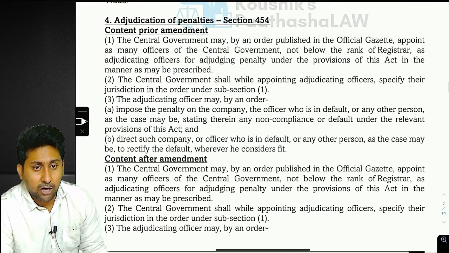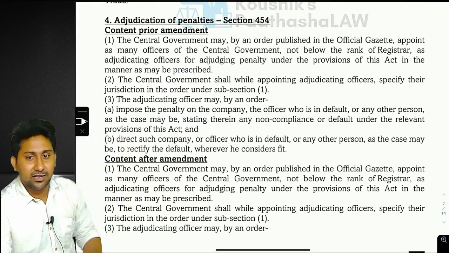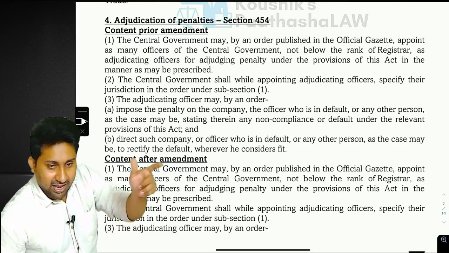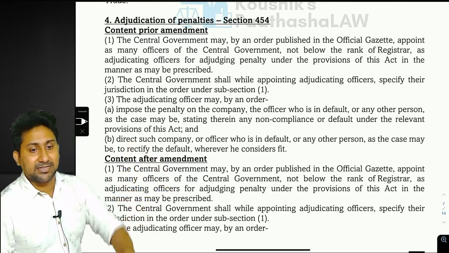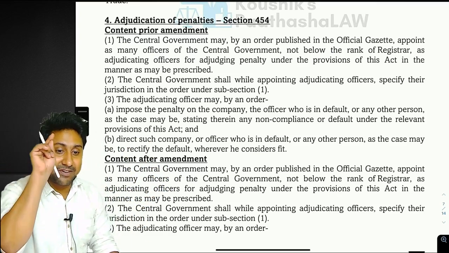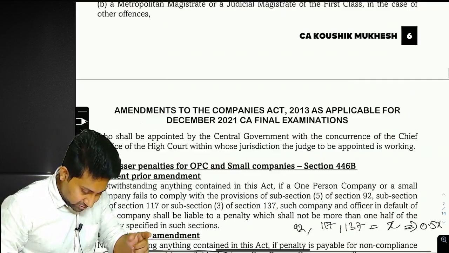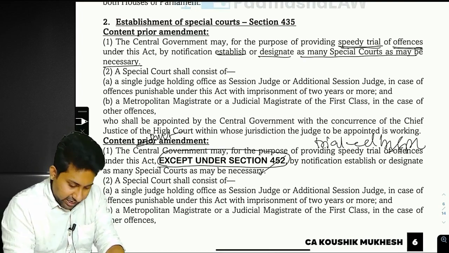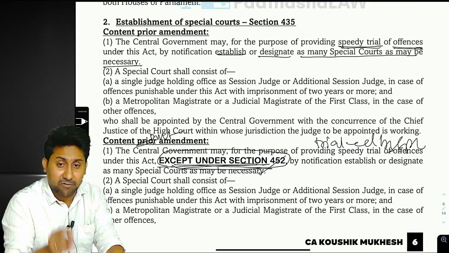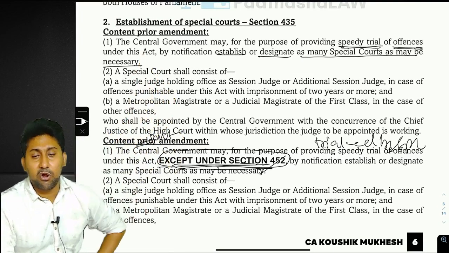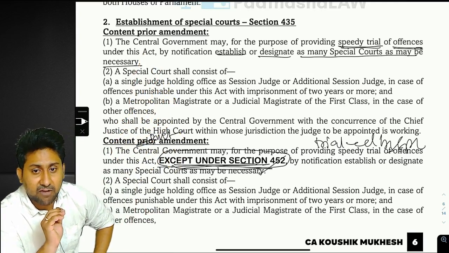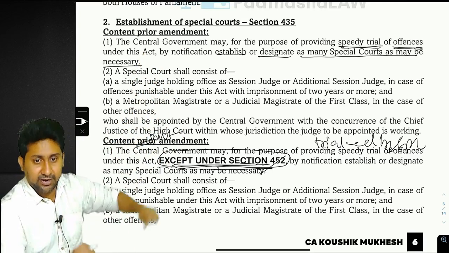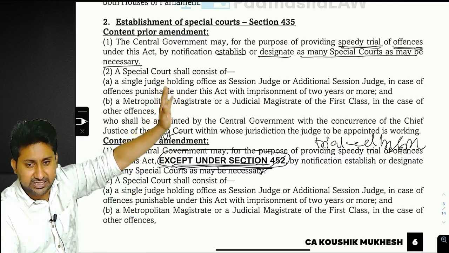Next, adjudication of penalties. This is what I said. Anyway, the amendment which came already has some amendments in the sections. Section 435 talks of punishment. Forgot to say, see here. Section 435, if you look into it, this is the point where it was amended, but one important question. The central government may, for the purpose of providing speedy trial of offences under this act, establish special courts. A special court shall consist of a single judge, okay?